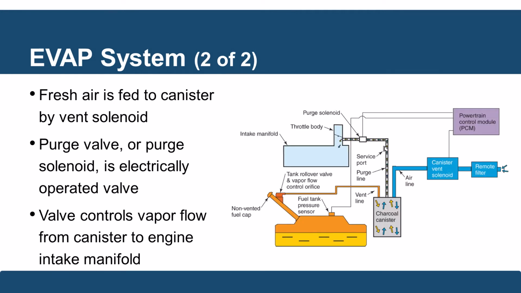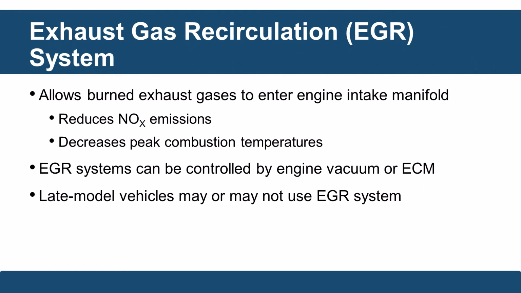This fresh air is then fed to the canister by the vent solenoid. That purge valve or purge solenoid, if it was a solenoid, would be electronically activated by the powertrain control module. And that valve controls vapor from the canister to the engine intake manifold. So in other words, when the purging is going on, it's drawing this vapor that's been collected into the intake manifold to be burned. Now, the exhaust gas recirculation, or EGR system, allows burned exhaust gases to enter the intake manifold.